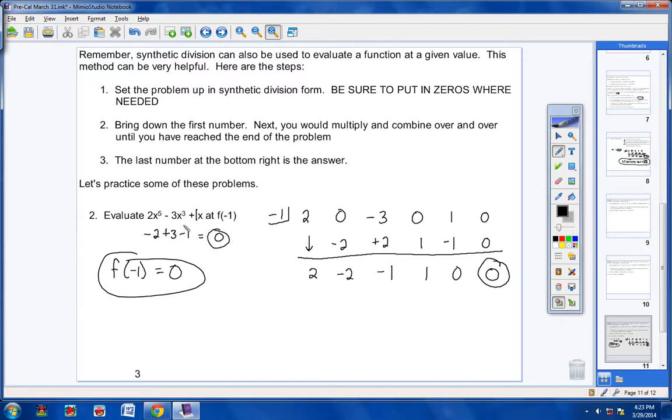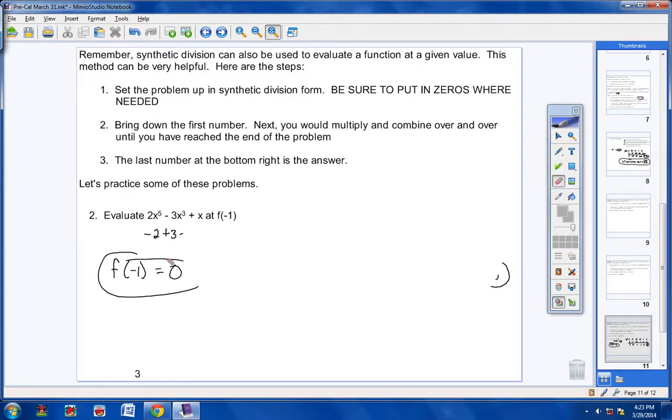Now you might say, well, Mr. Earhart, it was actually faster here to use direct substitution to get out a 0 than it was to use synthetic division. And you're right, sometimes it would be faster to use direct substitution, but a lot of the times it's a lot faster to use synthetic division. Okay, so now we're using synthetic division to evaluate a function at a given number.